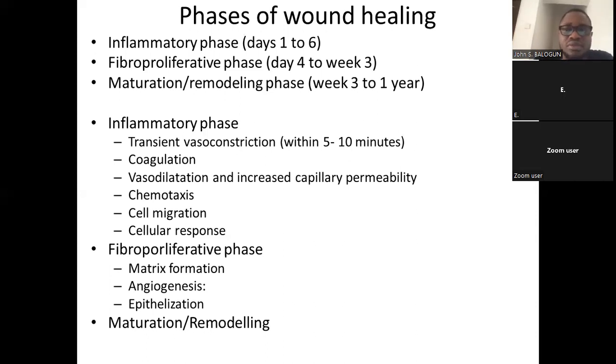Once there's an injury to a tissue, each tissue in the body has blood vessels in it. So once there's an injury, the collagen around the injured tissue, particularly the blood vessels around the injured tissues, once they're exposed, they stimulate the smooth muscles to go into spasm. That's what we call transient vasoconstriction. That contraction of the smooth muscles of the blood vessels leads to vasoconstriction. The essence is to limit blood flow through that injured tissue to further limit blood loss.